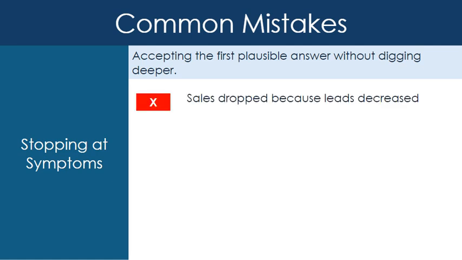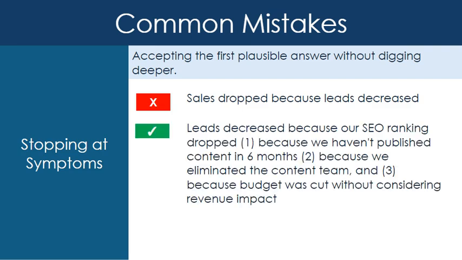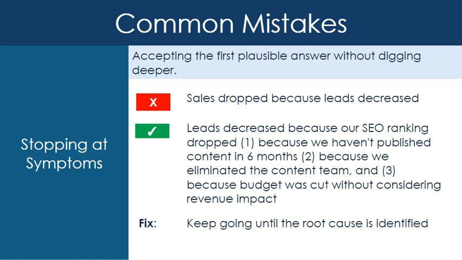An example of stopping too early is: sales drop because leads decreased. Instead, keep digging. The leads decreased because our SEO ranking dropped. Because we haven't published content in 6 months. Because we eliminated the content team. Because budget was cut without considering revenue impact. The fix is to always ask why at least 3 to 4 times even if an answer seems obvious. Let the process get you there.